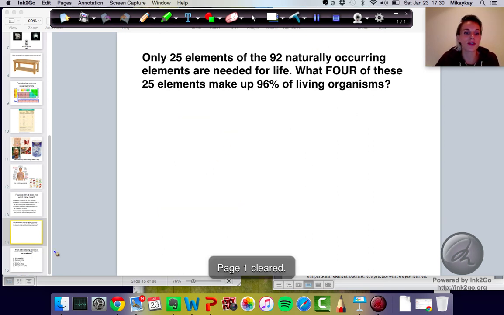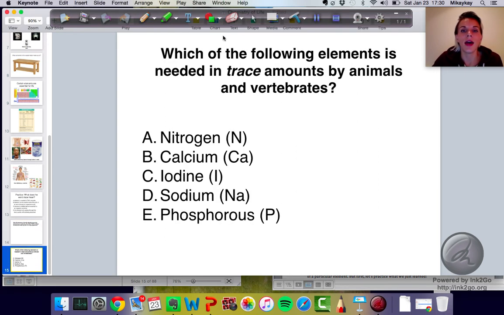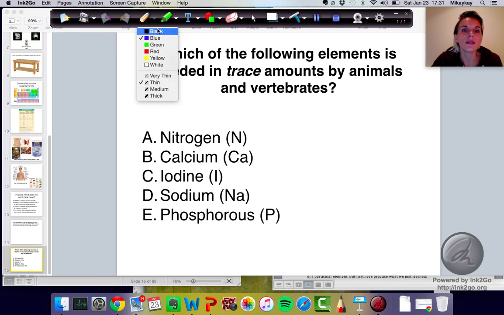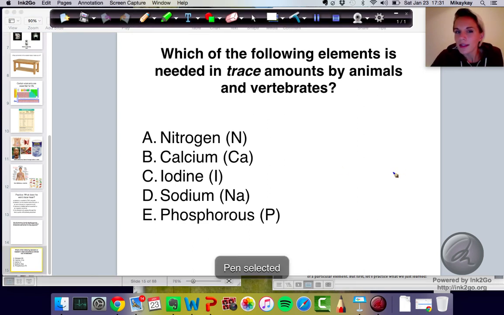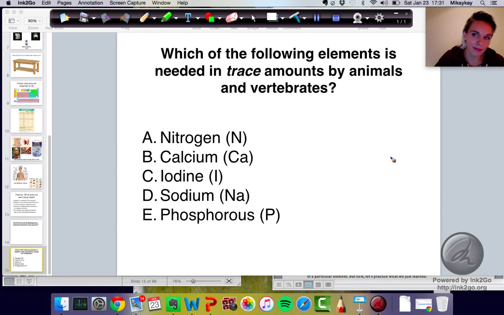Now you have a tricky question, and don't let them trick you because it sounds like it's tricky. So, here's a question that's asking you, which of the following elements is needed in trace amounts by animals and vertebrates? Is it A, nitrogen, B, calcium, C, iodine, D, sodium, or E, phosphorus? So take a moment, pause the video, think about your answer. Feel free to write on here. Process of elimination is always a good strategy. And now that you've paused the video and written an answer, here is the answer.